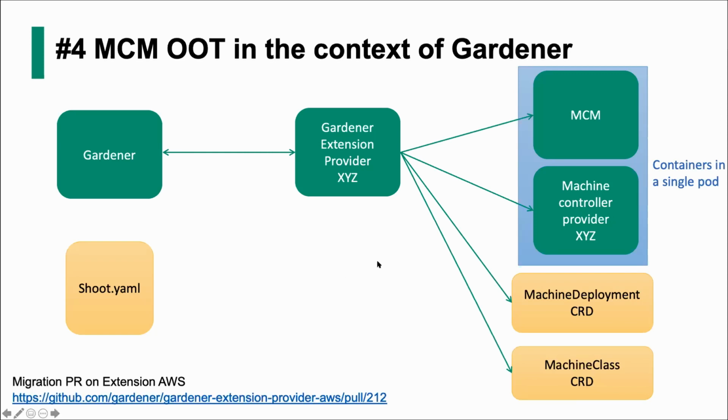And also, there are migration PRs that are being worked on. So if you are using MCM independently and you want to migrate from the in-tree ecosystem to the out-of-tree ecosystem, then you can very well employ the work that is being done.